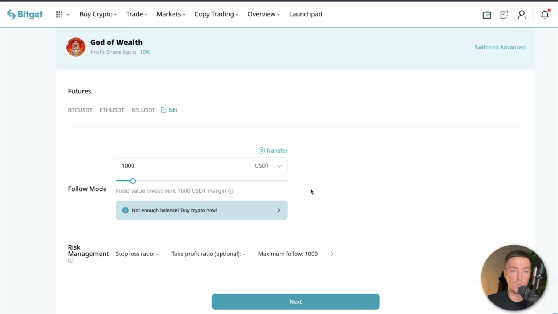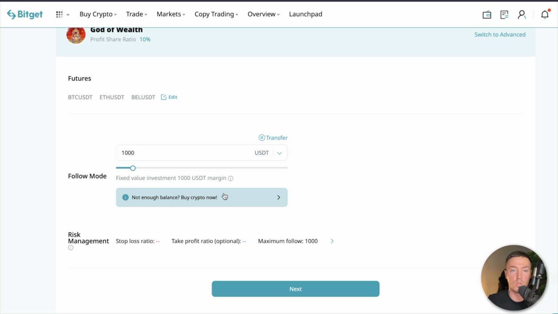Now we come down to the follow mode. So the fixed value investment, $1,000 margin. This bit here is the amount that's traded per trade. So follow mode, fixed value. What I'm going to do is go per trade $100 fixed, $100 per trade.